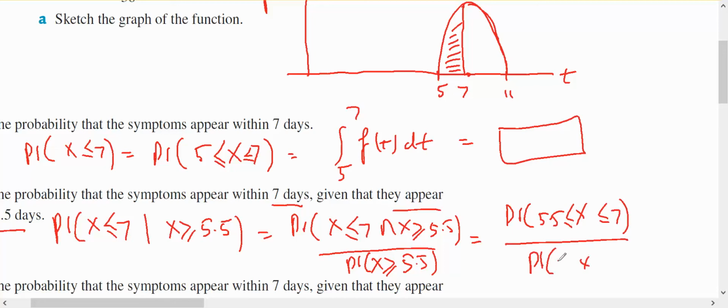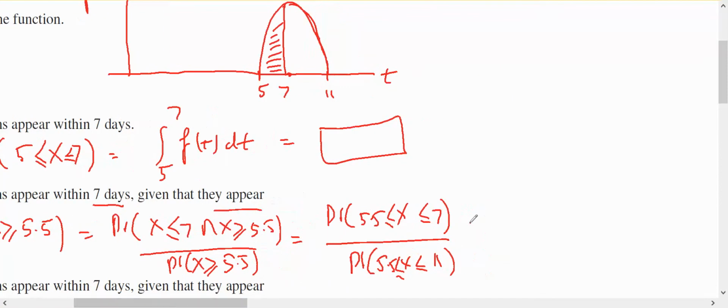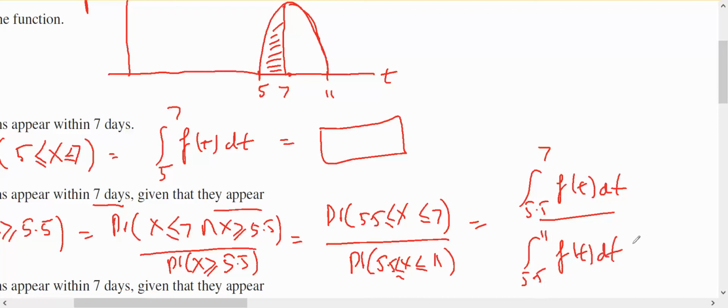So x goes from 5.5 up to 11. And on the calculator, I would put the integral from 5.5 up to 7 of f of t dt over the integral of 5.5 to 11 of f of t dt.